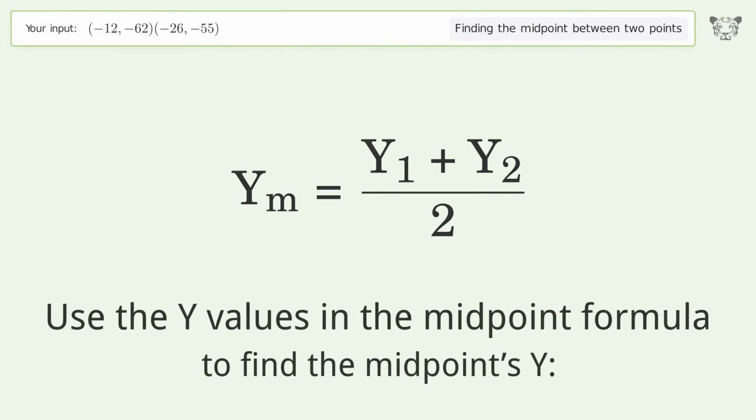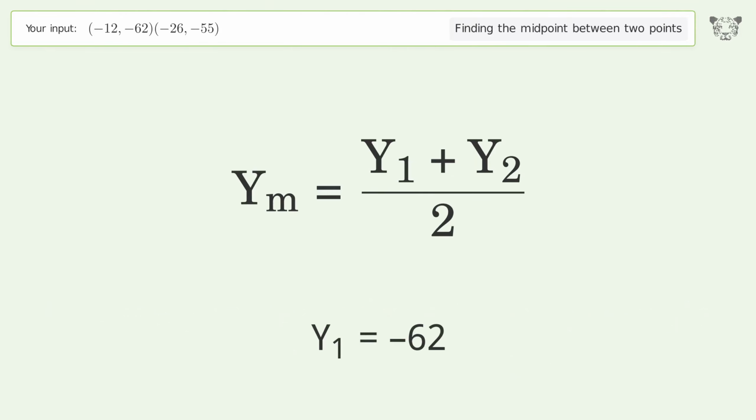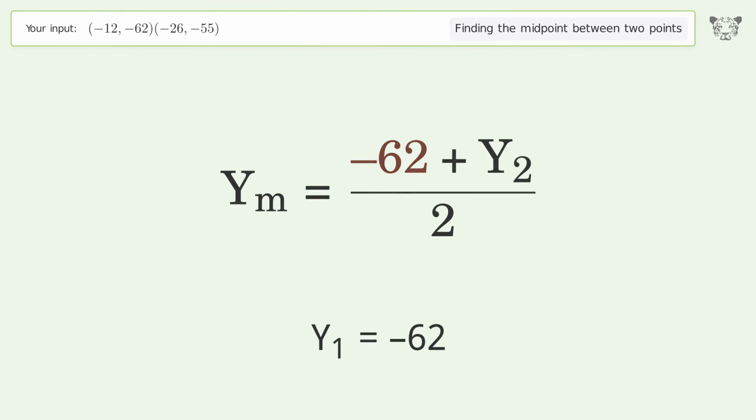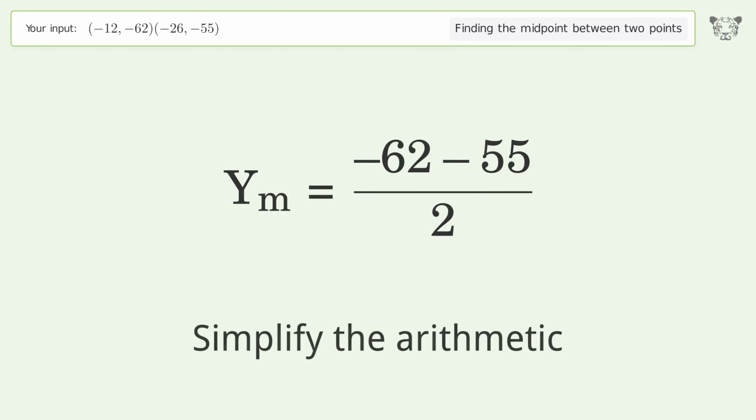Use the y values in the midpoint formula to find the midpoint's y. y1 equals -62. y2 equals -55. Simplify the arithmetic.